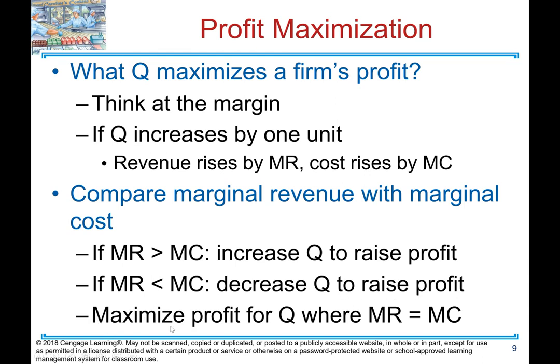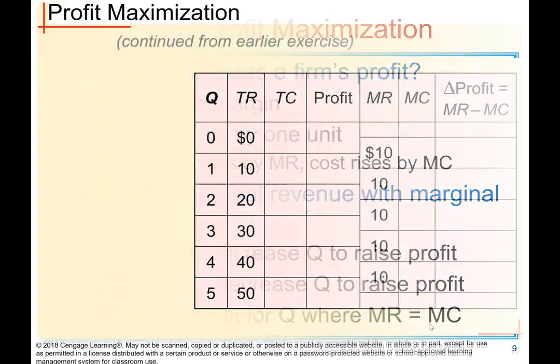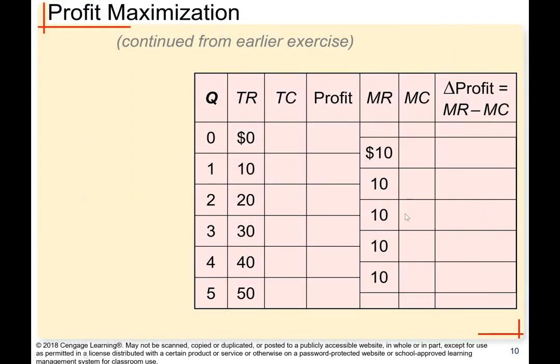So profit is maximized where marginal revenue is equal to marginal cost. The table here we can calculate. We're given total revenue and total cost. That is column output, total revenue, total cost. Profit is simply total revenue minus total cost. Marginal cost is the change in total cost over the change in output.